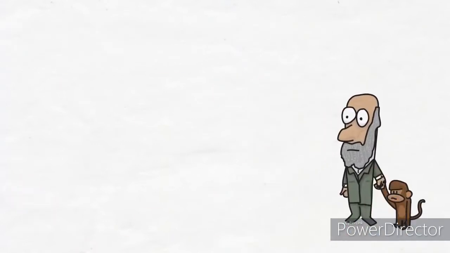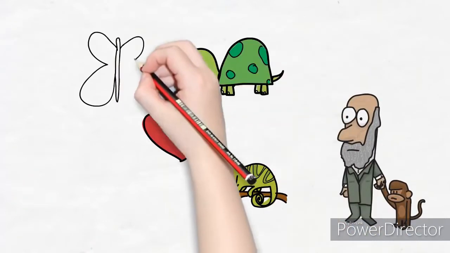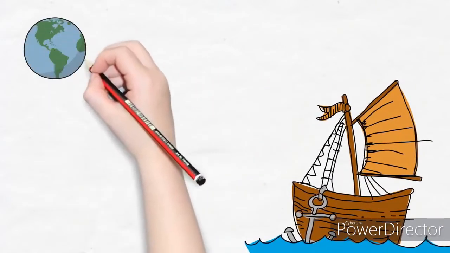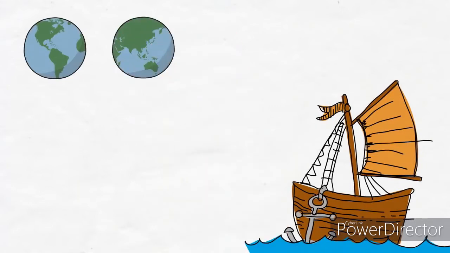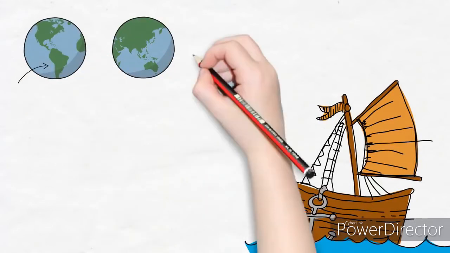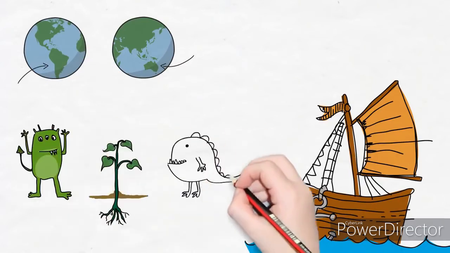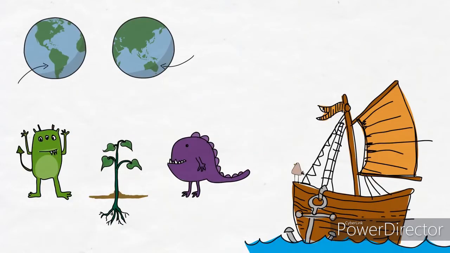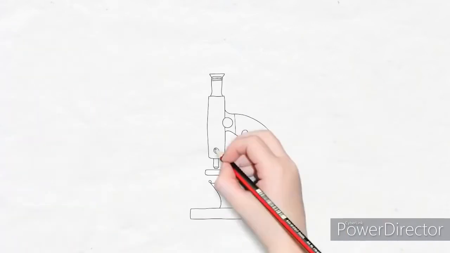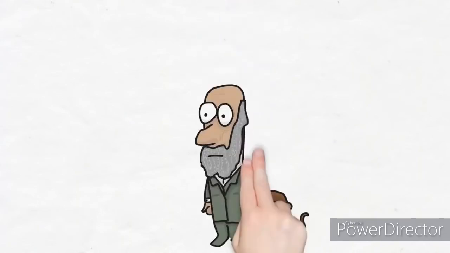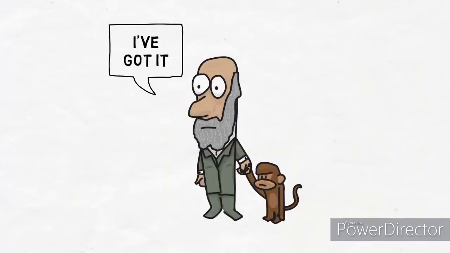Darwin loved animals and studied them all of his life. In 1831, he went on an exciting voyage aboard the ship HMS Beagle. The Beagle visited the coast and islands of South America and Australia, where Darwin observed and collected a wide range of weird and wonderful plants and animals. When he got back to England, he analysed his collection closely. That was when his ideas about evolution started to form.